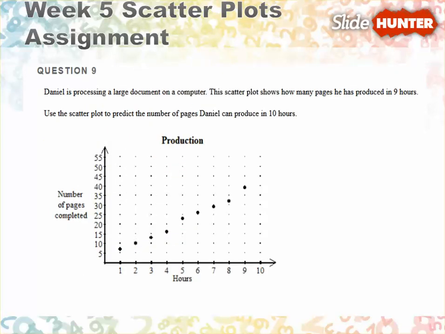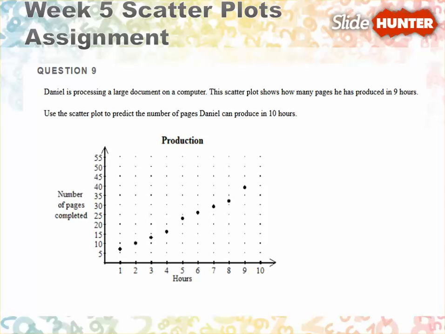We can also use scatter plots to make predictions. So number 9, Daniel is processing a large document on a computer. This scatter plot shows how many pages he has produced in 9 hours. Use the scatter plot to predict the number of pages Daniel can produce in 10 hours.